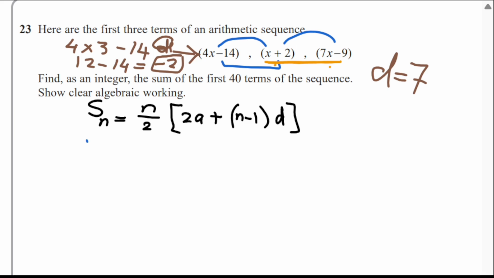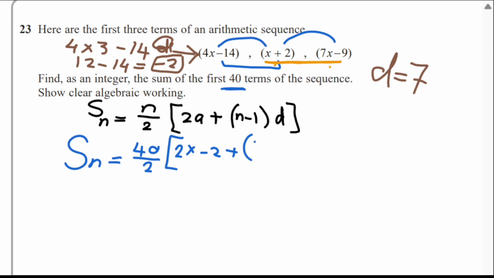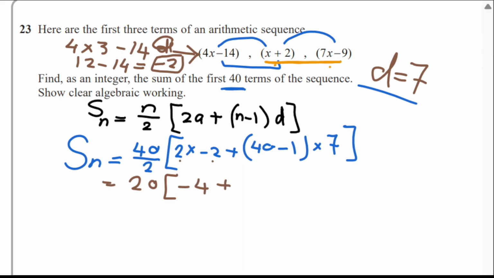Let's substitute. So Sn equals, what's n? It's 40 because it's given here. Divide by 2, this nice bracket. 2 times a is negative 2, so it's 2 times negative 2, plus n minus 1, it's 40 minus 1, times the difference, which is 7. Close this very big bracket, and then this equals 40 divided by 2 is 20, and then 2 times negative 2 is negative 4, plus 40 minus 1 is 39 times 7.